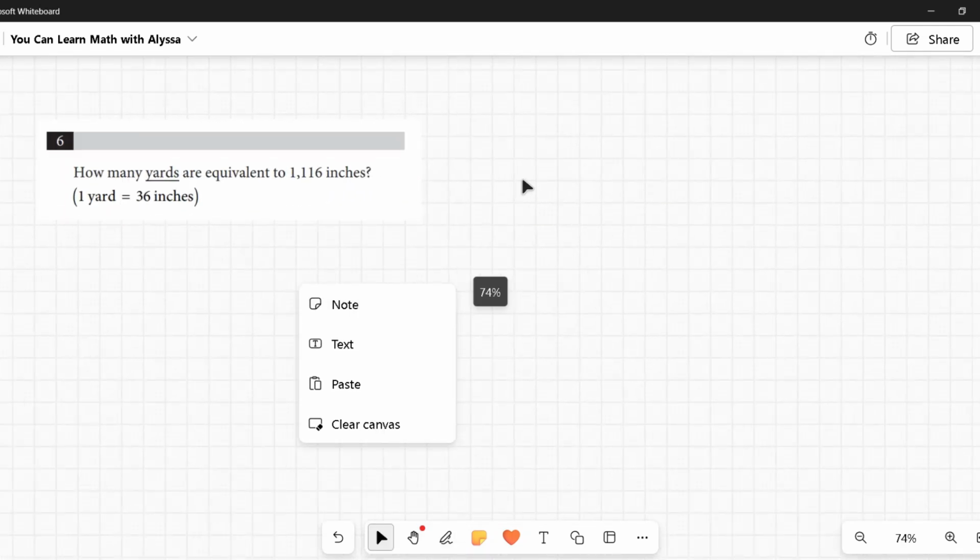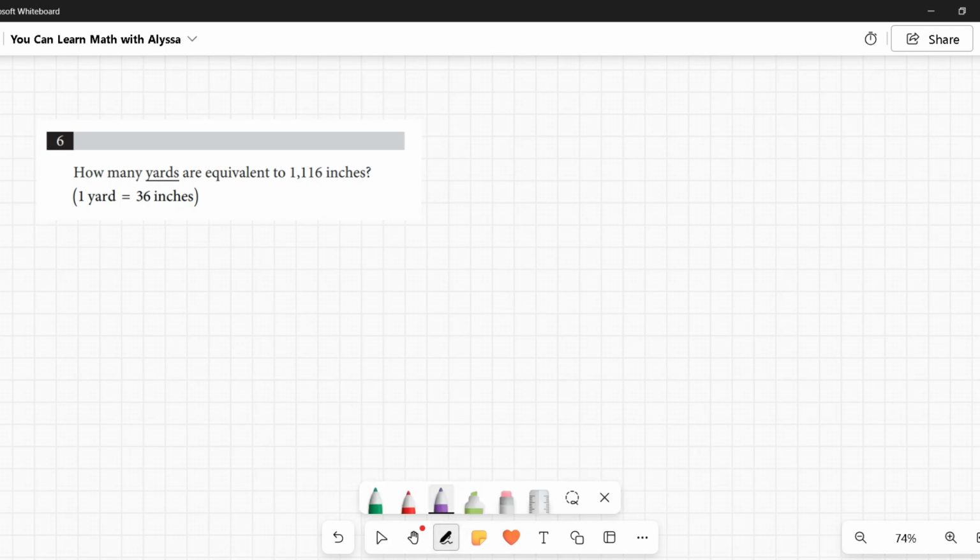Number 6. How many yards are equivalent to 1,116 inches? And they're being nice, and they're telling us that 1 yard is equal to 36 inches. So when we have proportions, we can always solve them this same way. There's more than one way to do them, and you can just kind of look at this and go, oh, since it's 1 yard for 36 inches, I can just divide. That's straightforward. That's great if that makes sense to you. But I want to show you the proportional way, because you can use this for any unit conversion, no matter how simple or how complex.